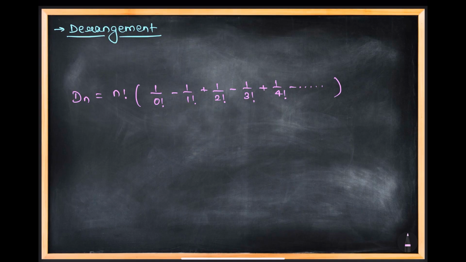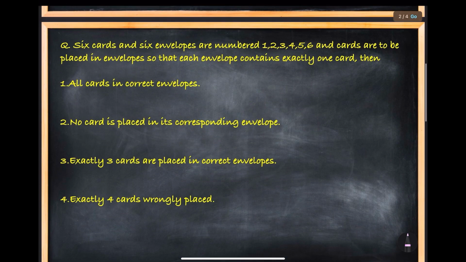Okay, now let's try to solve some questions for better understanding. Now look at this. 6 cards and 6 envelopes are numbered 1, 2, 3, 4, 5, 6, and the cards are to be placed in the envelopes so that each envelope contains exactly one card. Question number 1: all cards in the correct envelope. You know that you have to do this task correctly, so there is only one way to complete this task. Correct?